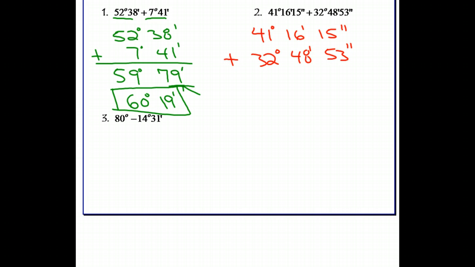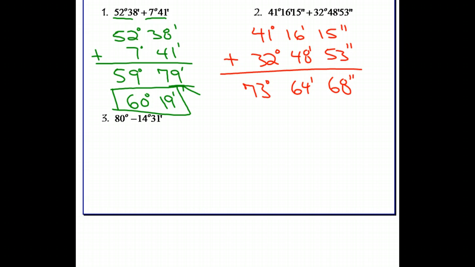And just like any other addition we've learned how to do, you work your way from right to left. So on the right here, it looks like 68 seconds, and hopefully that's bothering you a little bit. We'll take care of that in a minute. We add up now our minutes, and it looks like 64 minutes. And now we add up our degrees, and it looks like 73 degrees.